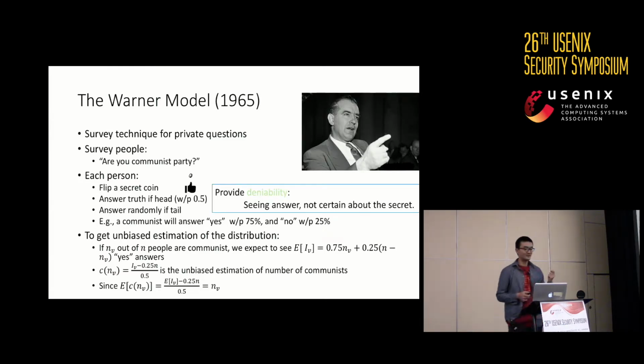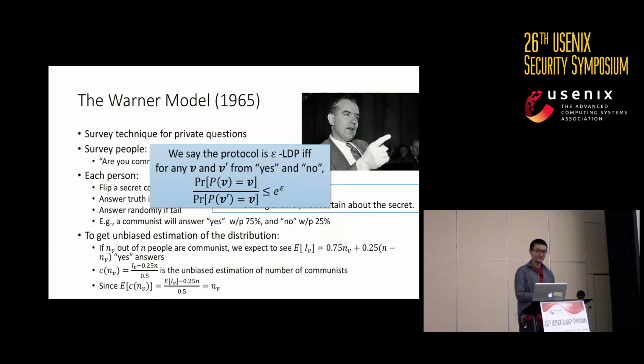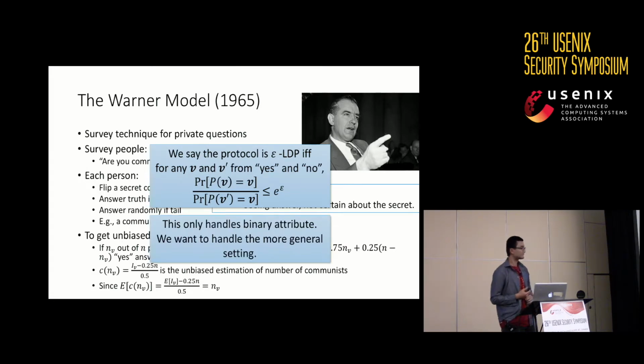This secret coin provides what we call deniability. Informally, this means the survey people will not be sure about each user's secret even after seeing the answer. Formally, we say the protocol is epsilon-LDP if and only if, for any two values, the ratio of the probability of generating the same answer is bounded by e to the epsilon. Note that this Warner model only handles binary attributes, so we want to handle a more general setting.